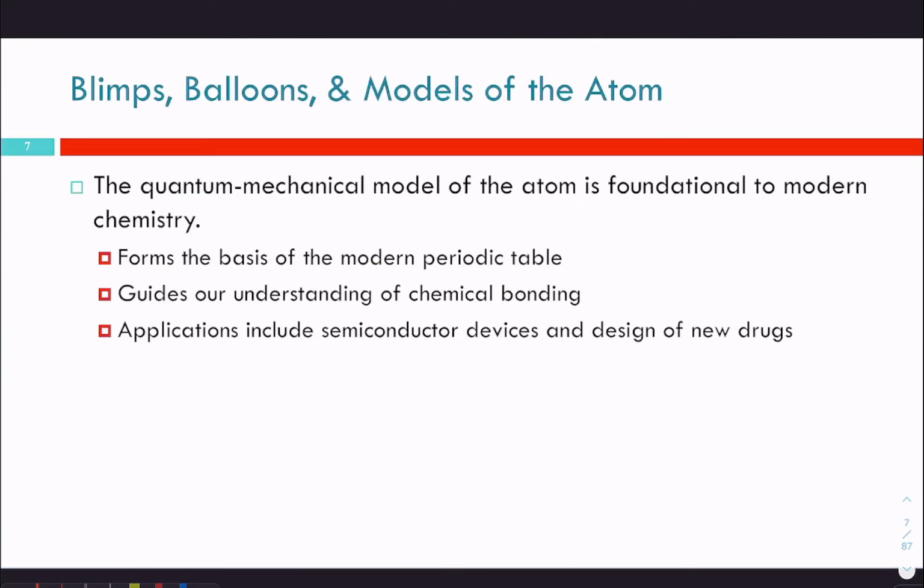So the quantum mechanical model of the atom is foundational to modern chemistry. This is the best understanding that we currently have, and it explains the most things. It forms the basis of the modern periodic table, and guides our understanding of chemical bonding, which I alluded to earlier. Applications include semiconductor devices, as I just mentioned. Solid state flash storage uses quantum tunneling to put electrons in little bins and then remove them out of those bins, and your phone reads that as pictures of your cat or dog. And also the design of new drugs. Figuring out how things interact can let us design new drugs.